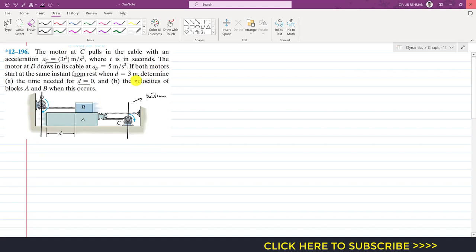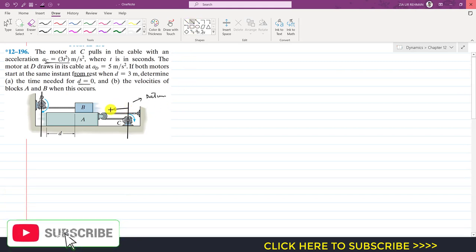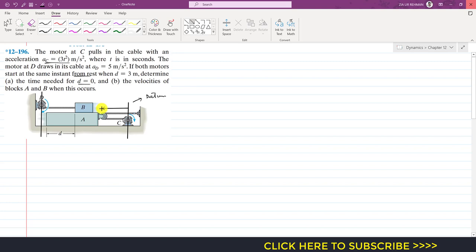Now we have to specify our position coordinates, right? So let's say that from here to here, this is our SA. This coordinate will tell us the position of block A. And similarly, let's say that from here to here is the position coordinate for block B. Let's say this is SB. So the positive sense of SB is towards the right, and the positive sense of SA is towards the left, right?